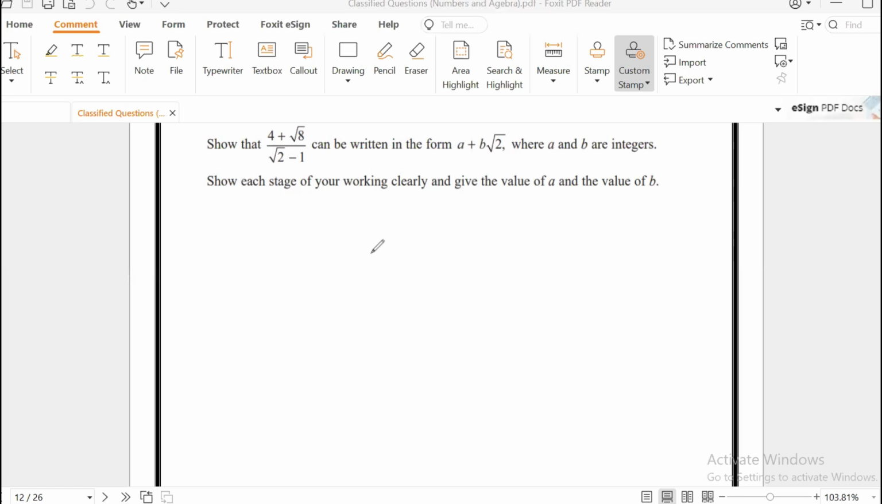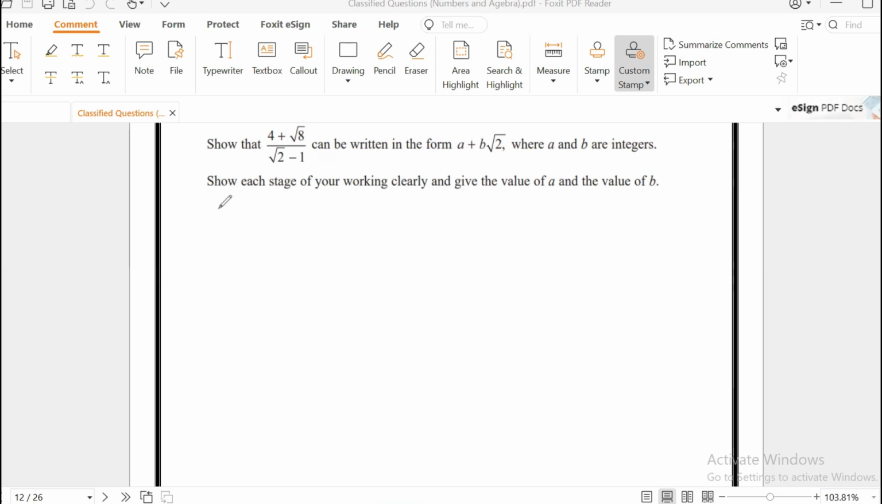Next, question number 25. In this question we have to show the form a plus b square root of 2, and the given form is (4 plus square root of 8) over (square root of 2 minus 1), where a and b are integers, they can be any value, positive or negative. Show each stage of your working clearly and give the value of a and value of b. We will see at the end.